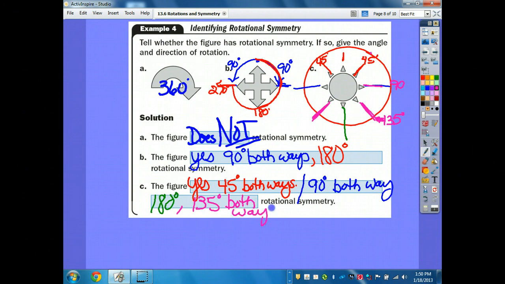That one was a good one. Questions on any of those? For tests and stuff, do you have to write every single degree rotation? Yes. How come C has three kinds and B only has two? The figure is different, because with this one, if I did 45 degrees, would it match up on anything? No.